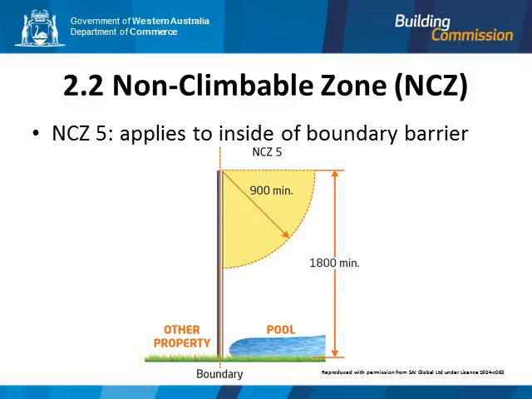Non-climbable zone 5 is measured from the top of the boundary fence. It is a 900 millimetre arc on the pool side of the fence between 3 o'clock and 6 o'clock. There are to be no climbable objects within this area.